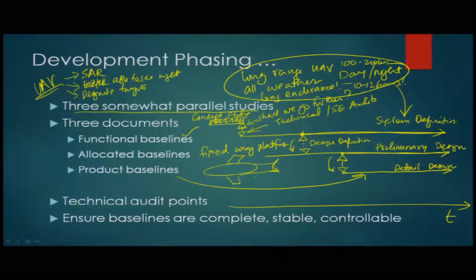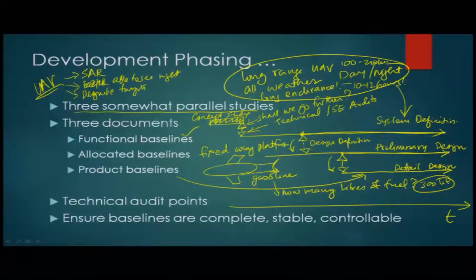Okay, then the question will be like, okay, this should be a gasoline propulsion, and then people will say how many gallons of fuel or how many liters of fuel. So if somebody says, okay, we require 10 to 12 hours, maybe 300 liters of fuel. Then with the engine weight and other things, this translates to the total payload or the total all up weight to be close to 500 kg, something like this.